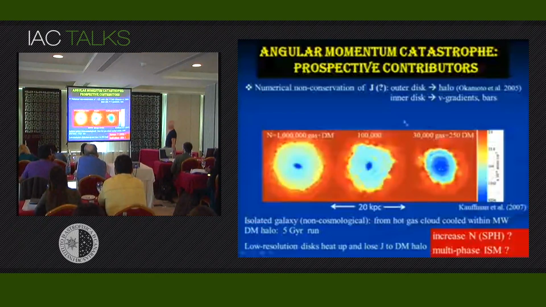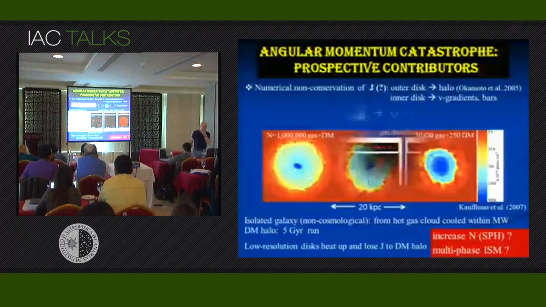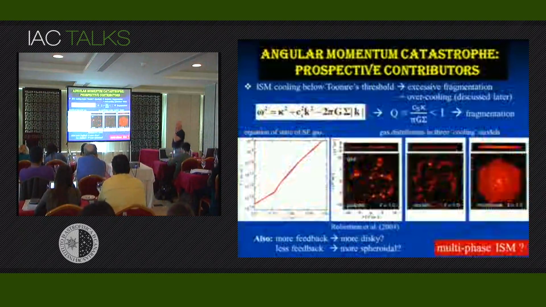You see the end product after 5 gigayears, and these are just baryons with 30,000 particles. You see the disk is miserably small. It is slightly bigger and better, but still looks ugly when you go to 100,000 particles. And when you go another factor of 10, then it starts to look more decently. Okay? So one would say, okay, you need to increase the resolution, but also maybe a better treatment of interstellar medium.